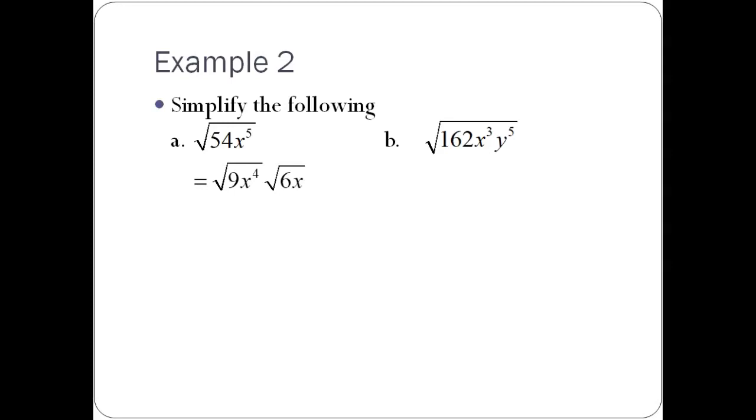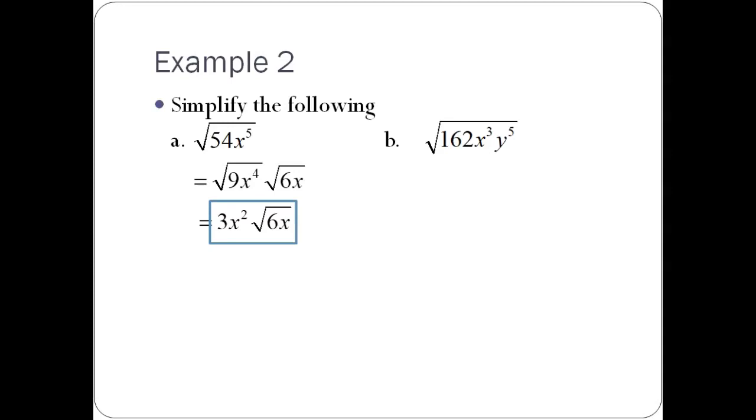Now if I take that out, what do I have left? Well, 54 divided by 9 is 6. And then if I take out x to the fourth, I'm left with just an x. Now I'm going to simplify that first radical, which now only has perfect squares in it. So the square root of 9 is 3, and the square root of x to the fourth is x squared. So this is going to be 3x squared times the square root of 6x. And that's as simplified as I can write this expression.